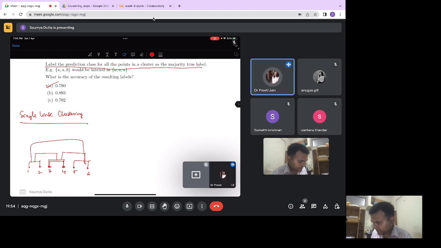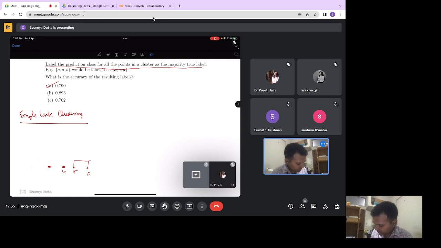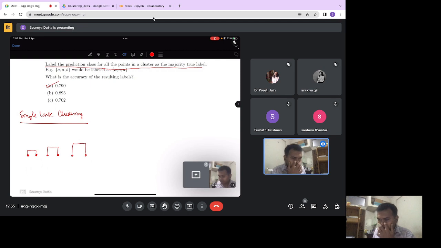If you're comfortable, once more would be better, else no issues. Yeah, let me draw it a bit better. Suppose you have 6 points. You have merged these 2 points. After that, you have merged these 2 points. After that, you have merged these 2 points. Now you are supposed to merge clusters. These are already clustered, these are also clustered, these are also clustered.